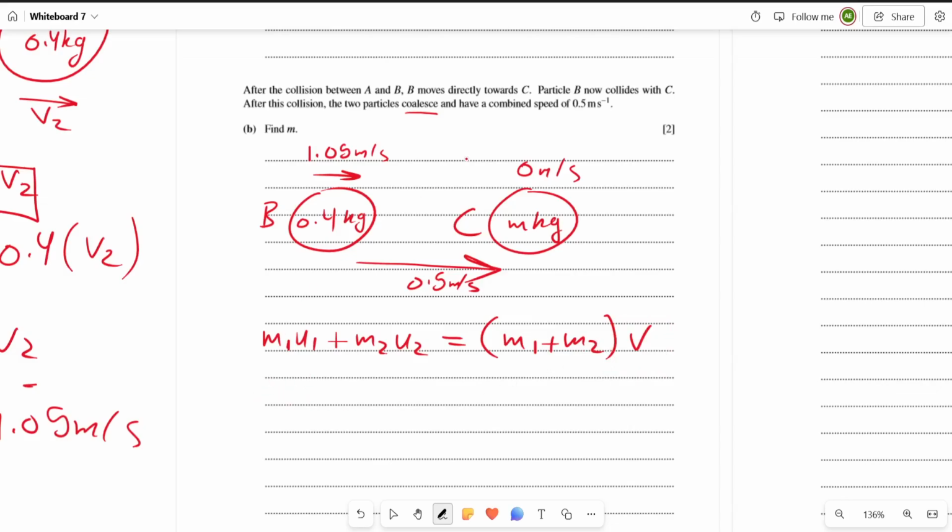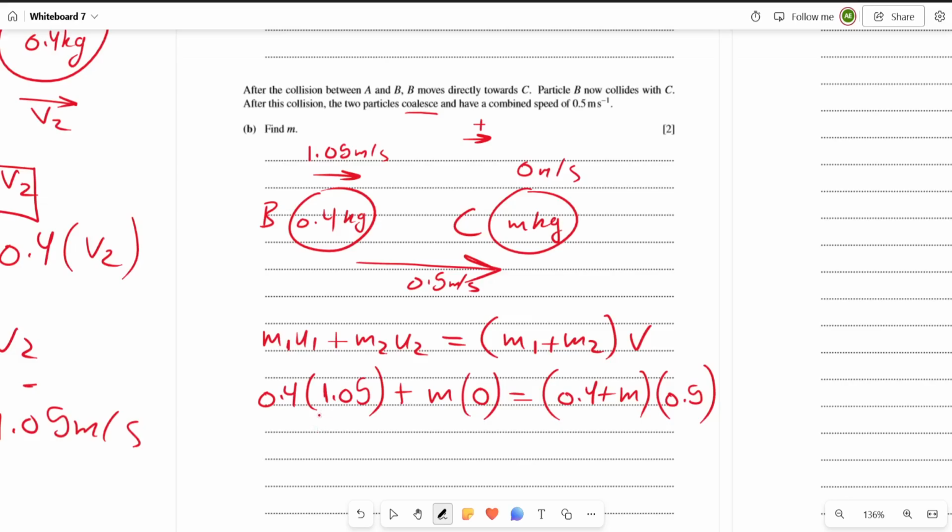So again, I'm going to choose right direction as positive. m1 is 0.4, u1 is 1.05, plus m2 is just m, u2 is 0, so this term is going to become 0, equals m1, which is 0.4, plus m2, which is just m, times the combined velocity that they move with together, 0.5.